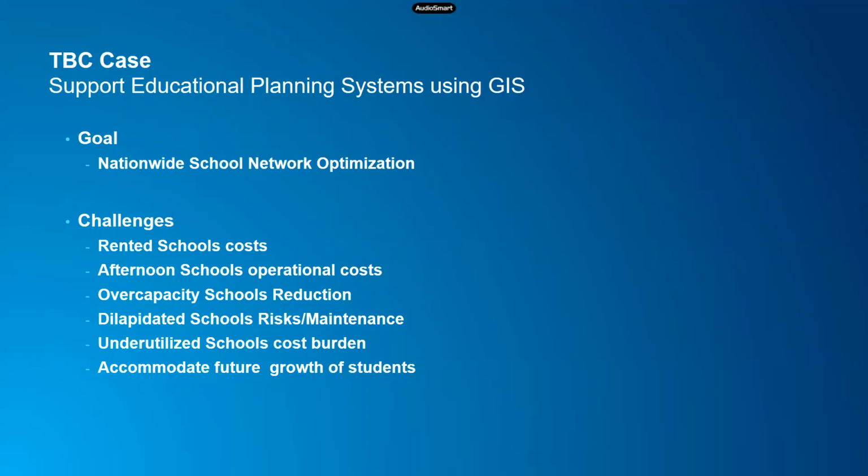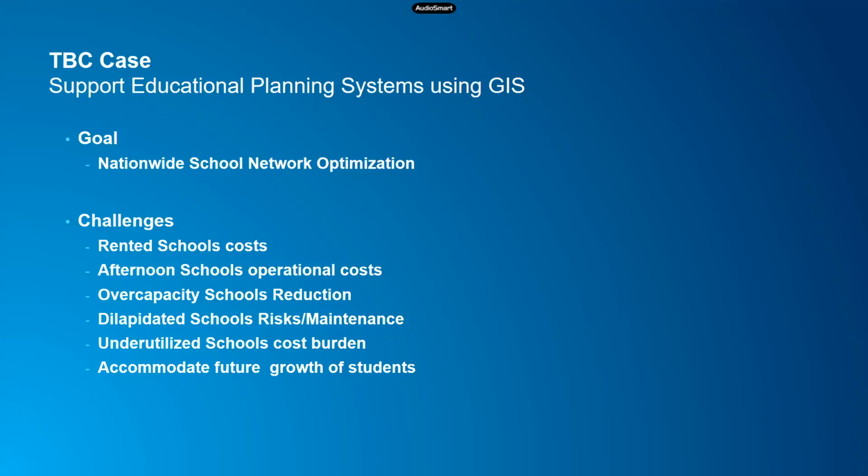So they had several challenges in the Ministry of Education in Saudi Arabia. They had some schools which were rented, so the ministry was paying monthly rent for each of these schools. They wanted to reduce that cost by reallocating and reassigning the students in these schools to other schools which are owned by the ministry, or even to build new schools to accommodate them.